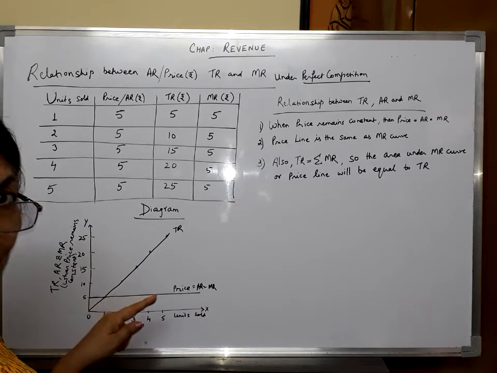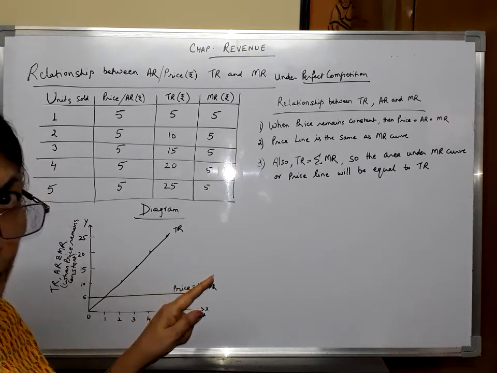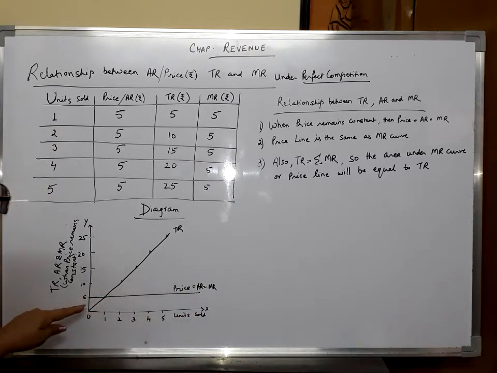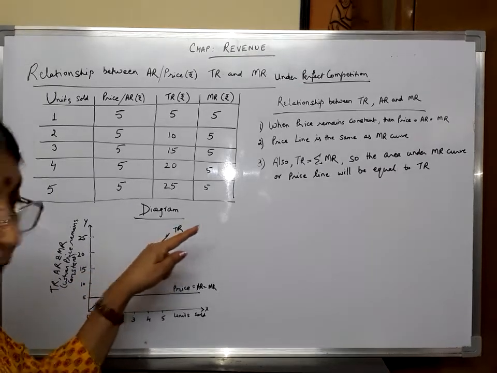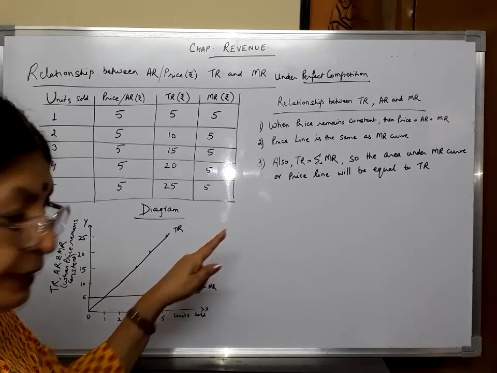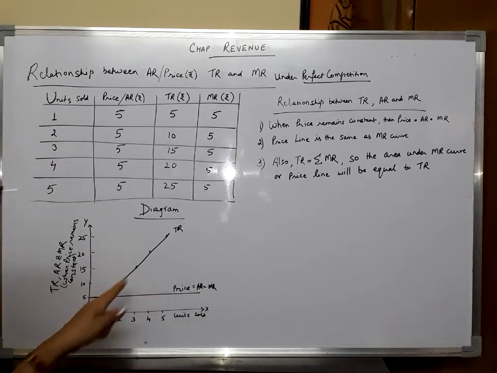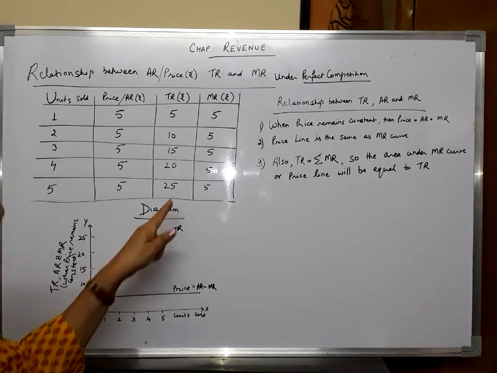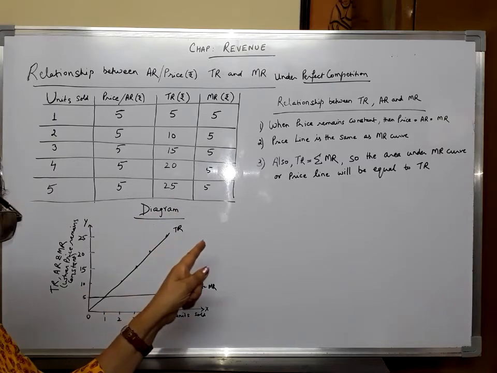Since price is the same for every additional unit produced and we want to show the total revenue curve, it is a rising curve and it goes along from 0 to the value 25 in this manner.